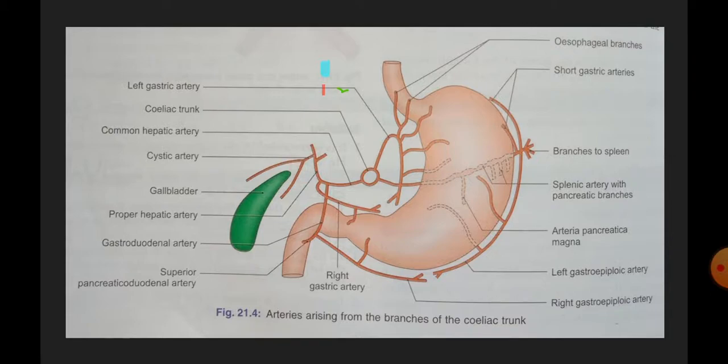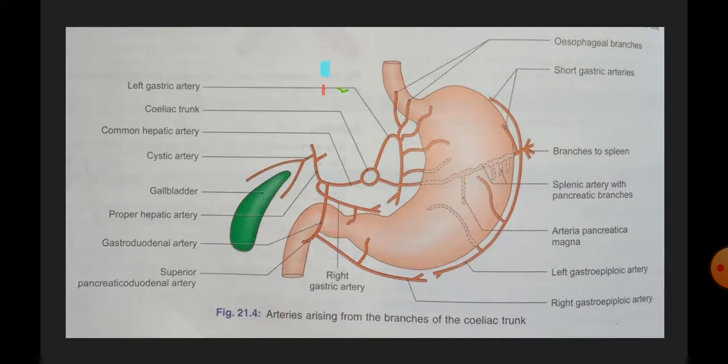It passes behind the common hepatic duct and the cystic duct to reach the upper surface of the neck of the gallbladder. Here, it divides into superficial branch to supply the inferior surface of the gallbladder and a deep branch to supply the superior surface of the gallbladder.